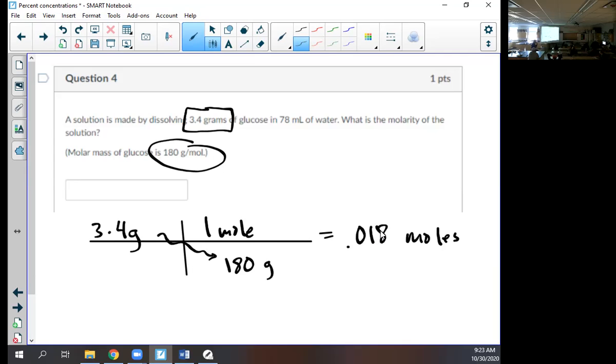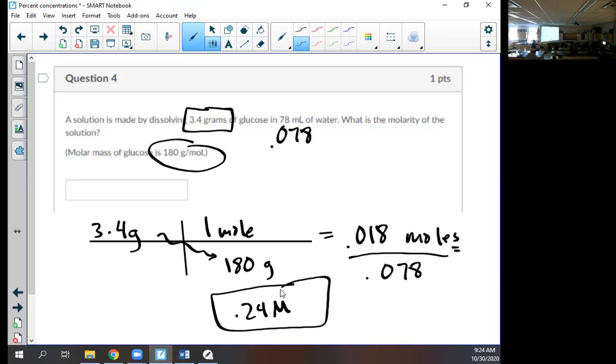Okay, now, am I done? No. I need moles per liter, so now I divide by 0.078. And I don't know what I get. Oh yeah, 0.24-ish, give or take. I think it's 0.019 for the mole. All right, it's all right.